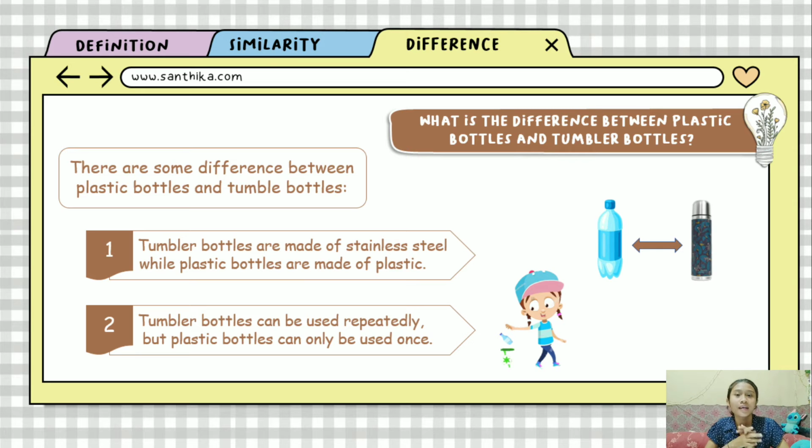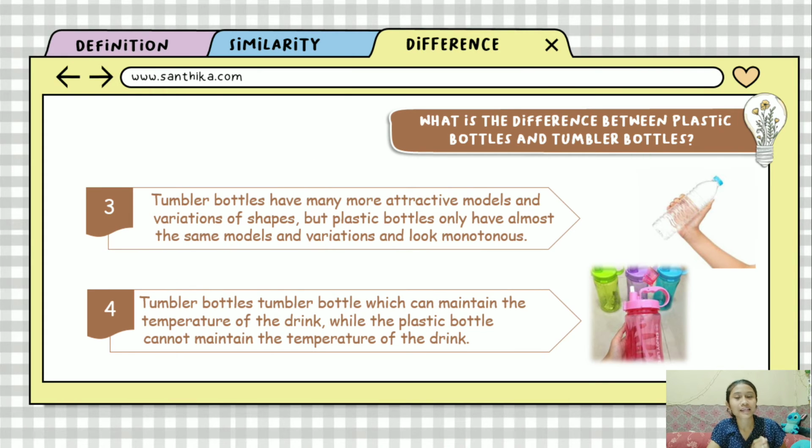Now, to know the difference, let's discuss the third point, which is the difference between tumbler bottles and plastic bottles. There are some differences. The first one is the material. The tumbler bottles are made of stainless steel, while the plastic bottles are made of plastic. The second one is that tumbler bottles can be used repeatedly, while plastic bottles can only be used once. The third one is that tumbler bottles have more attractive models and variation of shapes, but plastic bottles only have almost the same models and variation, so they look monotonous. And the last point is that tumbler bottles can maintain the temperature of the drink, while plastic bottles cannot.